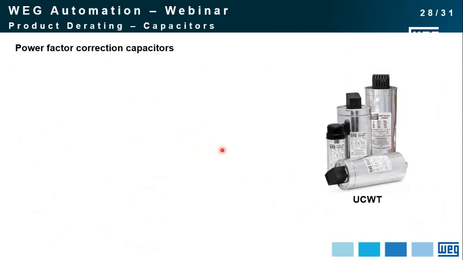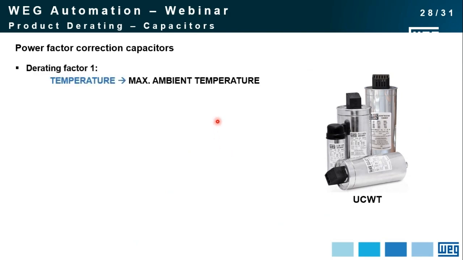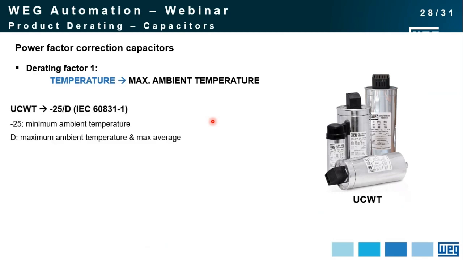Now, the last product I'm going to talk about is the capacitor for power factor correction. The first derating factor is temperature. It definitely affects the maximum ambient temperature that the capacitor can support. Every capacitor for this application, according to the standard IEC 60831, says that you have to classify your capacitor according to this code.